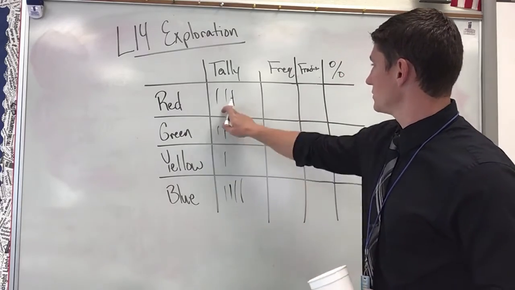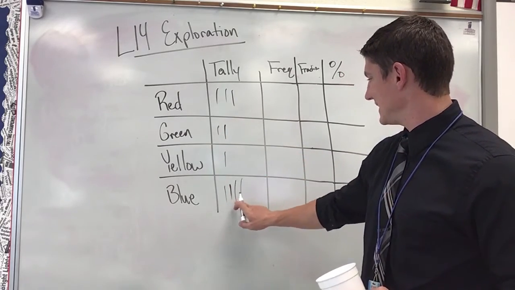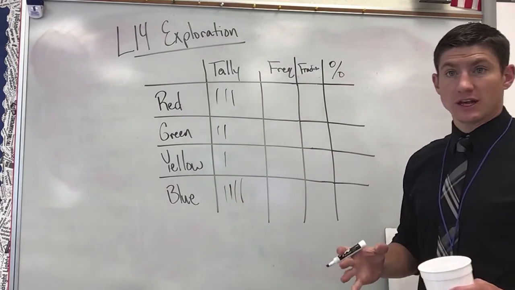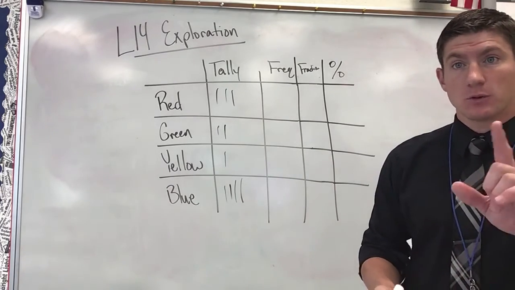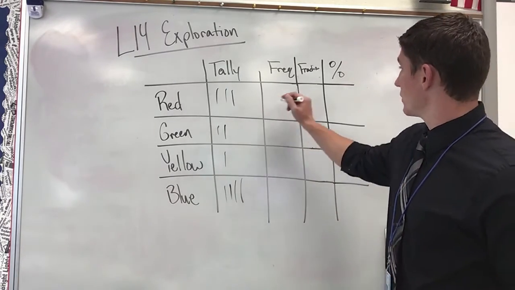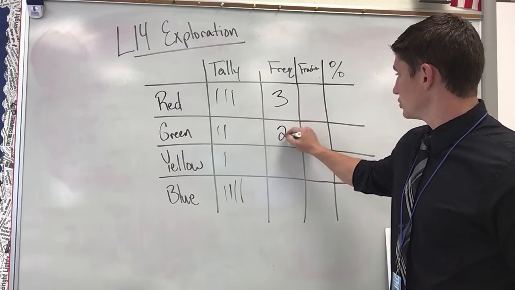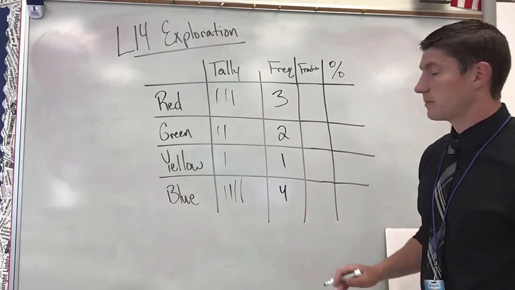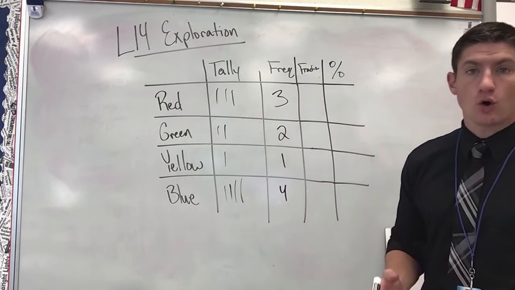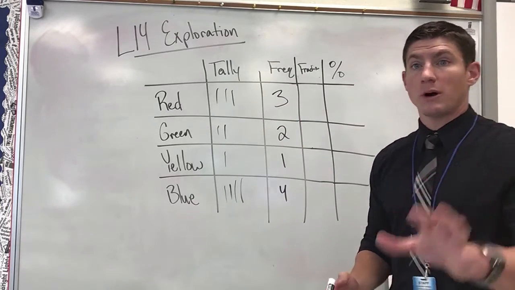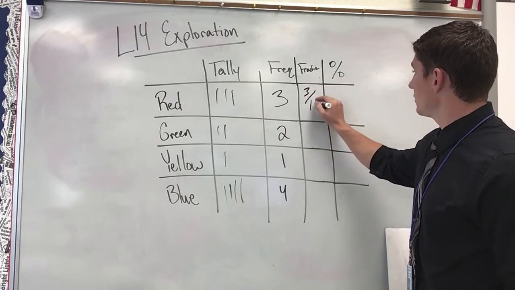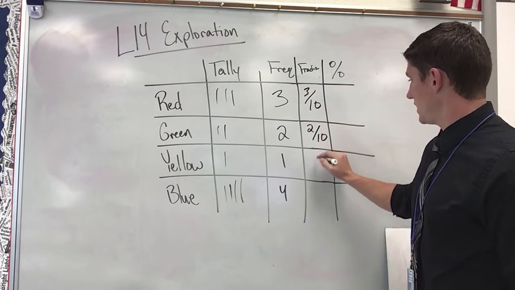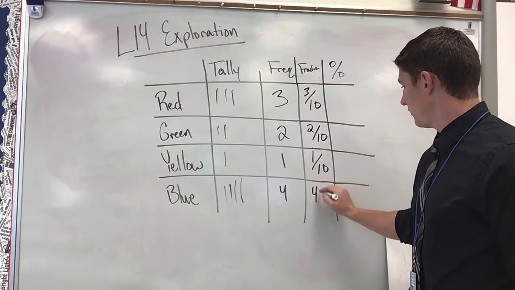That's total 10. 1, 2, 3, 4, 5, 6, 7, 8, 9, 10. The frequency then is just simply the number of times that favorable outcome came to be. So red was 3 times, green was 2 times, yellow was once, and blue was 4 different times. If I'm going to turn that into a fraction, I'm going to put that over what would be the total possible outcomes. We had 3 out of 10, 2 out of 10, 1 out of 10, and 4 out of 10.